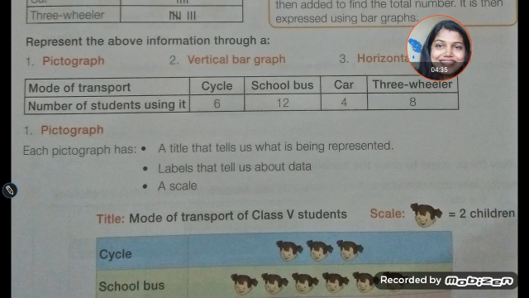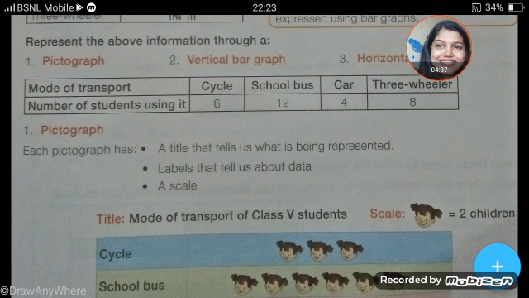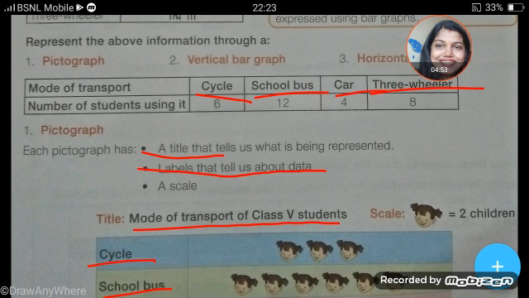First of all, important points, children. When you're representing data using a pictograph, you should keep in mind that you write a title, which I've already written. The title is mode of transport of class 5th students. The label tells us about the data, that is cycle, school bus, the basis on which you have collected your data. And the third is the scale on which you represent the data in the pictograph. Here, 6 is represented by 3 symbols, as each symbol represents 2 children. I hope this is clear to you all, children.